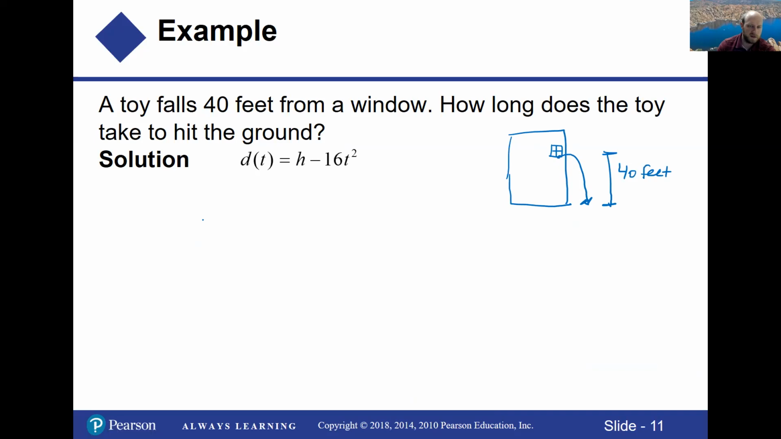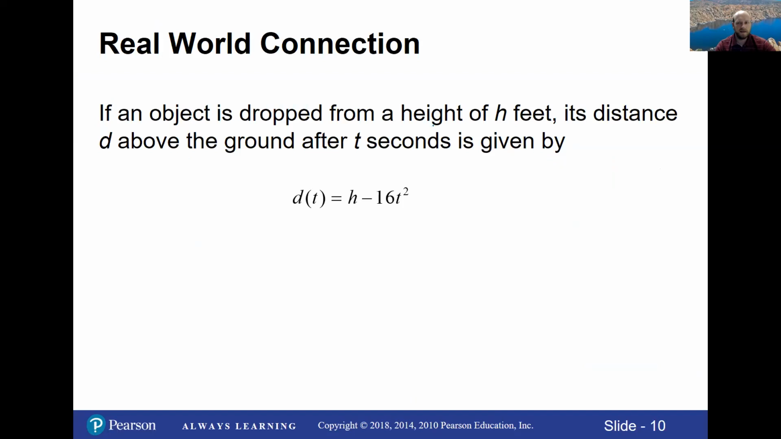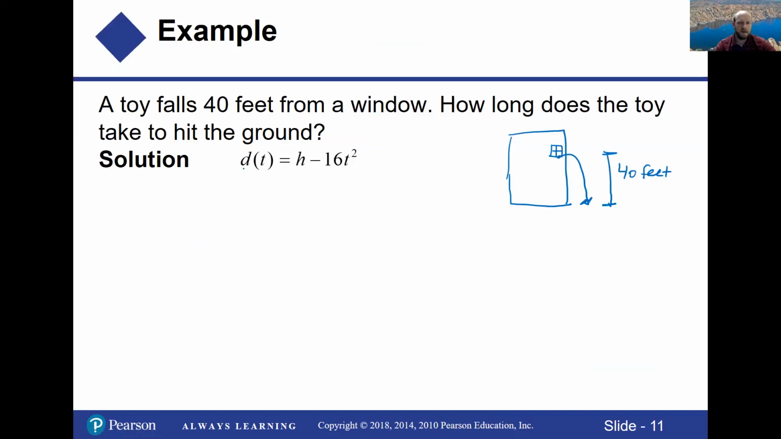So what you can do is use this formula that I just gave you. The distance d of t, and we can go back if you don't remember what that means. It's the distance d above the ground after t seconds. So we don't know how many seconds, right? But we do know the height. We do know 40 feet. So h is representing the height in this case. So I plug in 40 for h. Okay, so I have d of t equals 40 minus 16t squared.